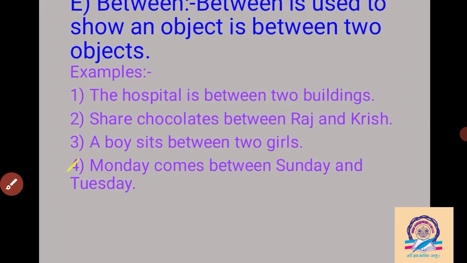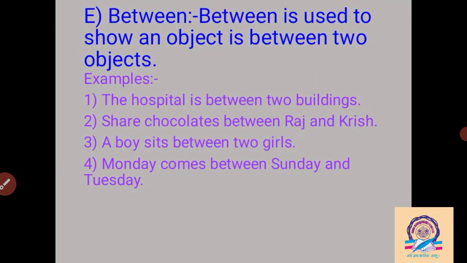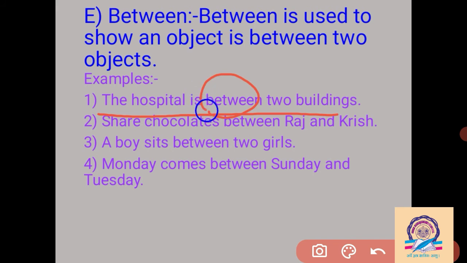Then between. Between is used to show an object is between two objects. When something is between two things, when there are two things, at that time we have to use between. Like the hospital is between two buildings. There are two buildings, and between the two buildings there is the hospital. So for between we have to use it when there are two things.